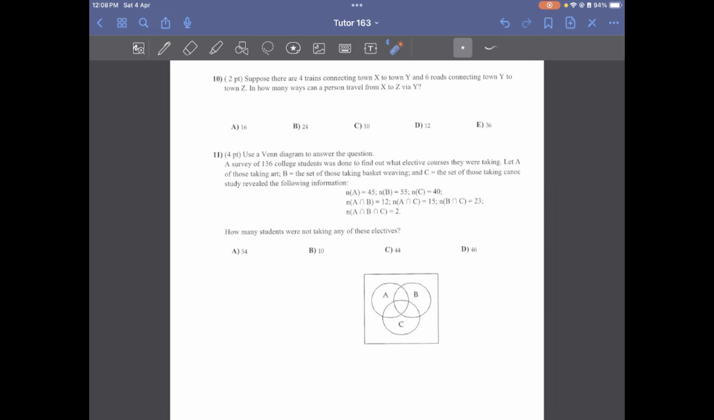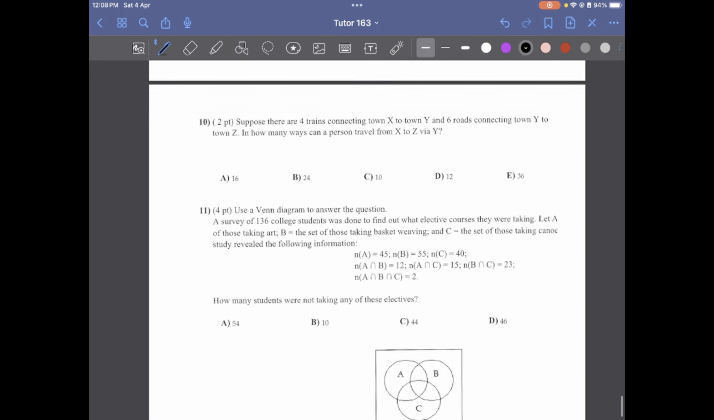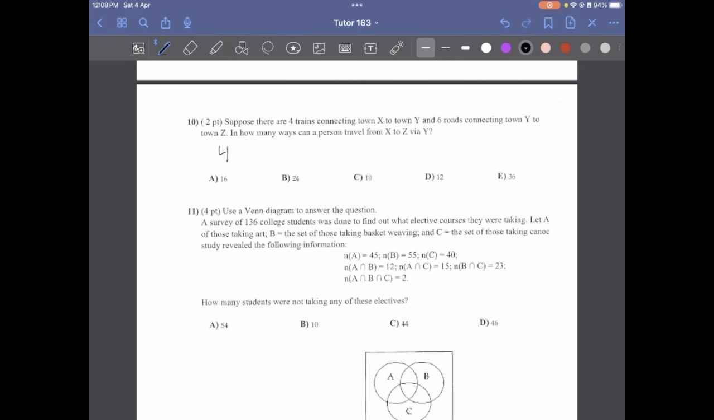So for each way to go from X to Y, you can choose any of the 6 roads after. So you could just multiply 4 by 6 and get 24. And that'll be the final answer, 24. It's almost like if you have 4 tops and 6 bottoms, you can mix and match the tops and the bottoms, right? So same thing, you can mix and match the roads and the trains.